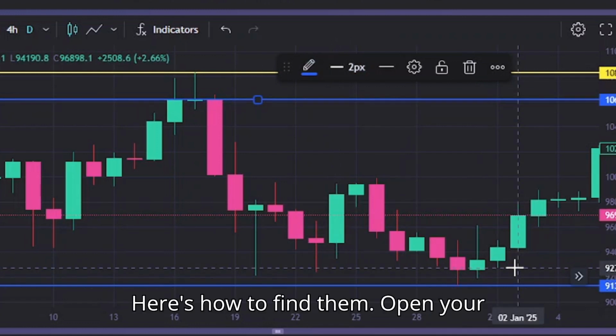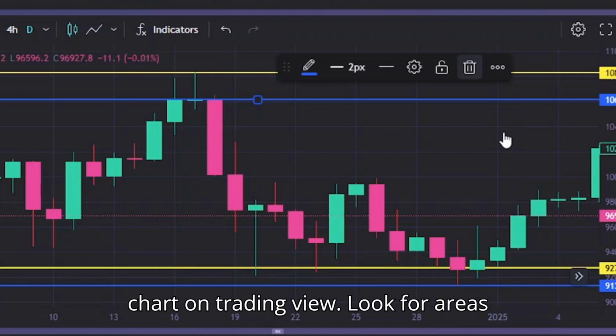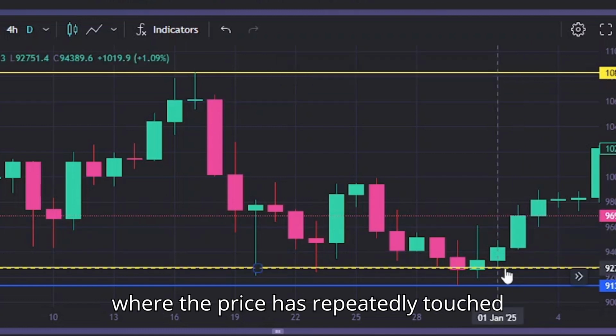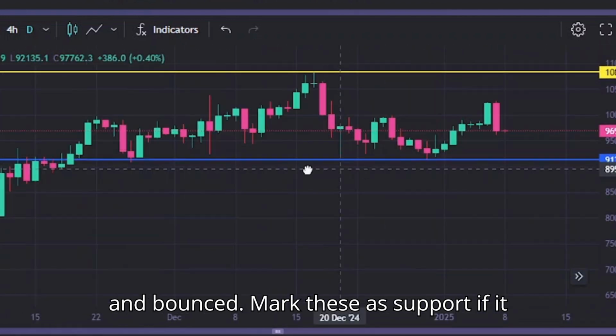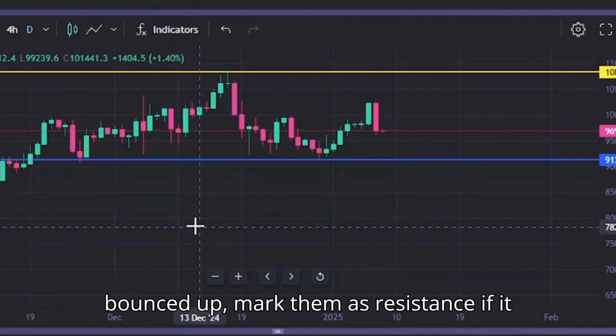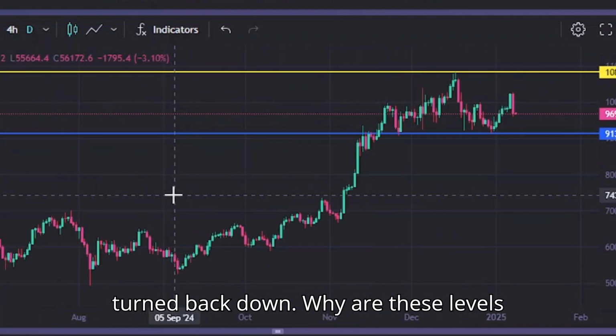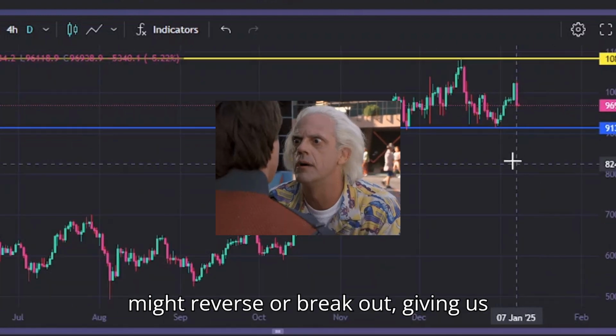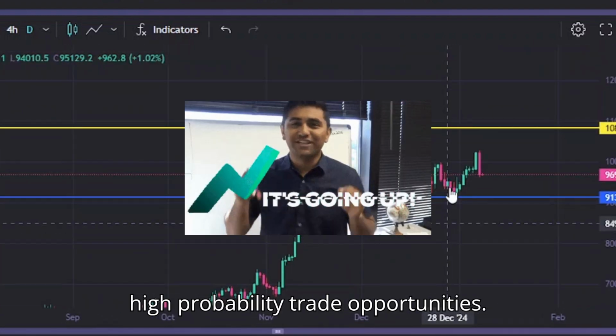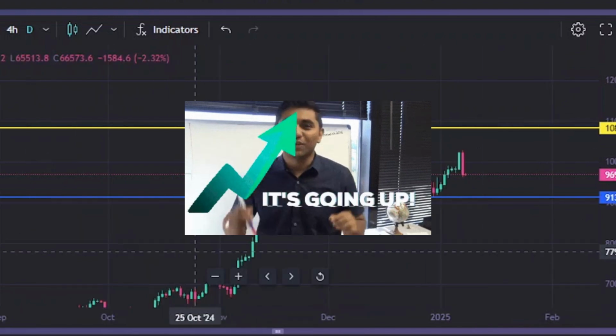Here's how to find them. Open your chart on TradingView. Look for areas where the price has repeatedly touched and bounced. Mark these as support if it bounced up. Mark them as resistance if it turned back down. Why are these levels important? They tell us where the market might reverse or break out, giving us high probability trade opportunities.